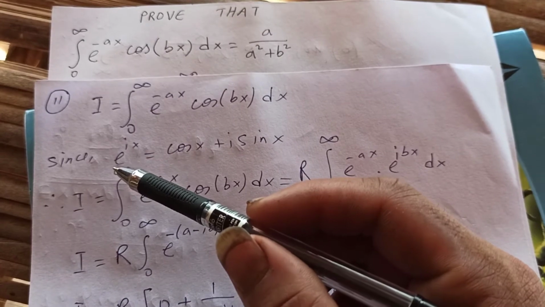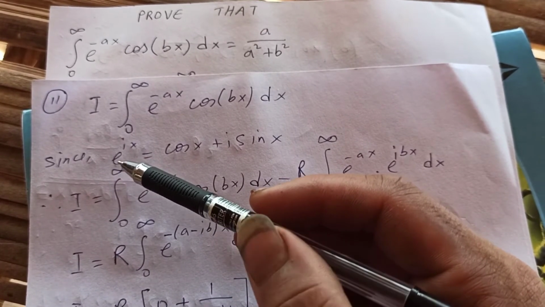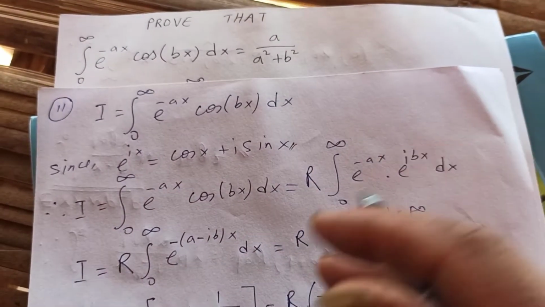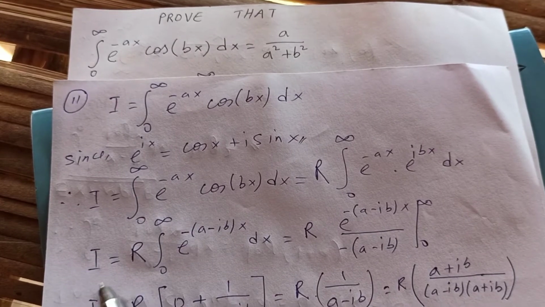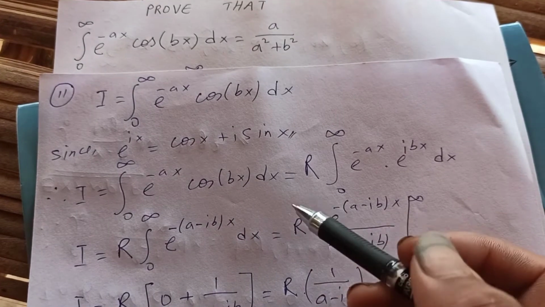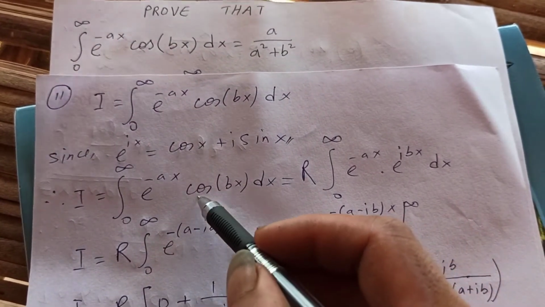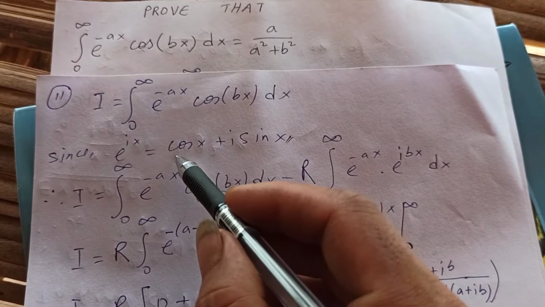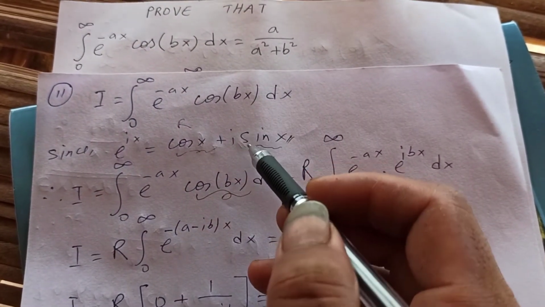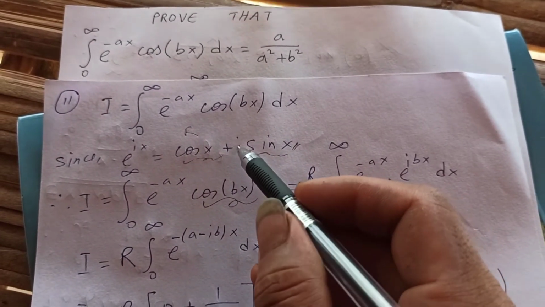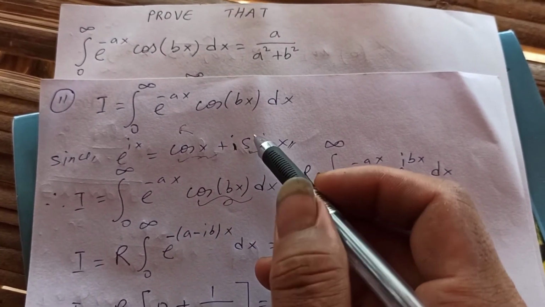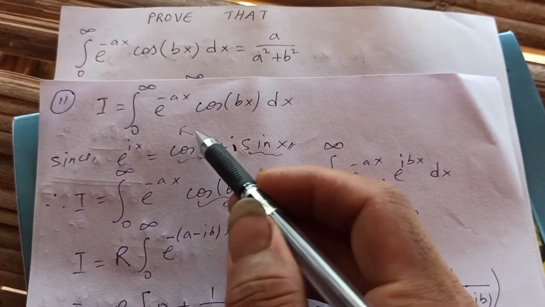We know from the Euler identity, or Euler formula, that e to the ix is cos x plus i sin x. This is a well-known identity due to Euler. The cos part is what we call the real part, and the sin part is the imaginary part, because this i is our imaginary number.